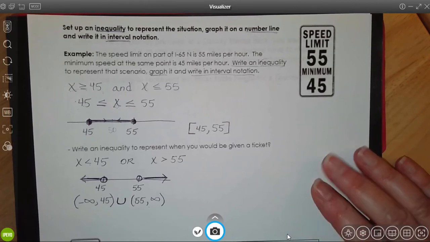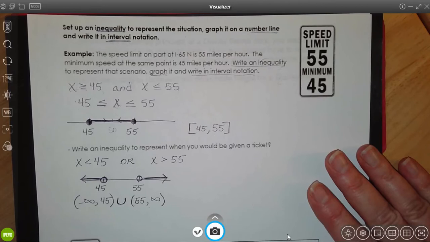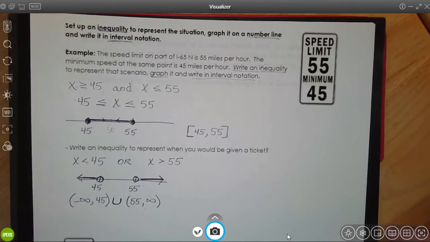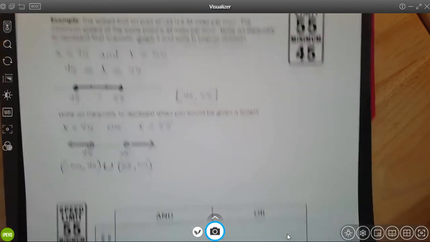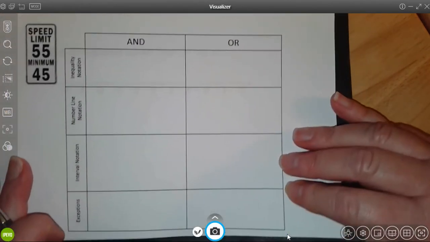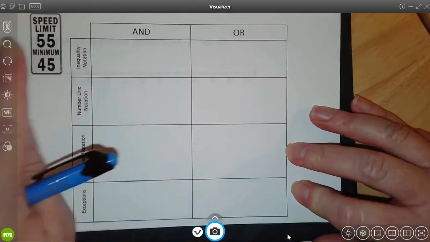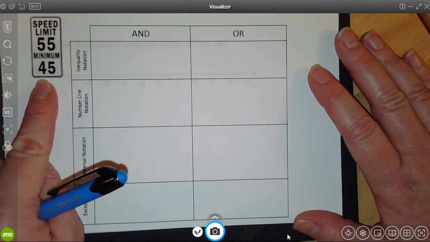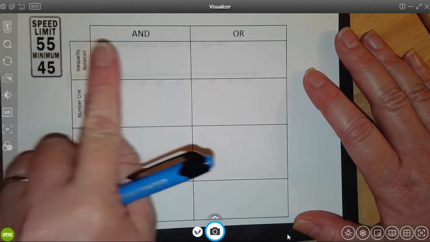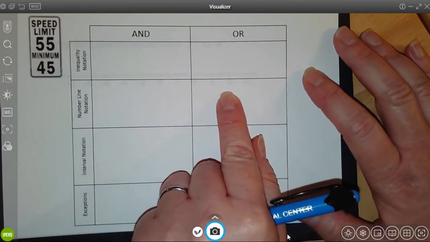I'm going to take the scenario and put it into a table. And I would really like for you guys to spend some time making a neat table and putting this all in the table so that you can find this table in your notes and look back at it as you need it. So I'm going to still use this table, and the speed limit is going to be my example. And this is going to be legal speeds for the and, and speeding tickets for the or, just like we just did.